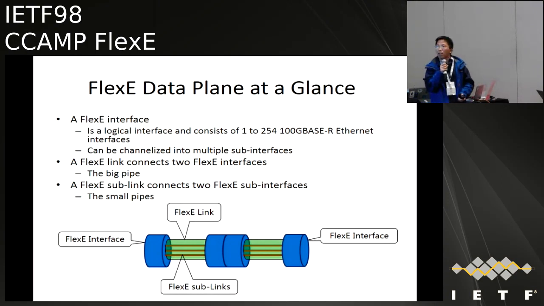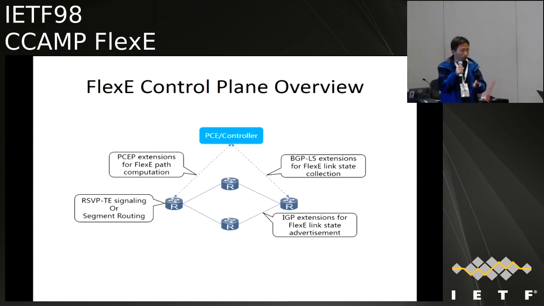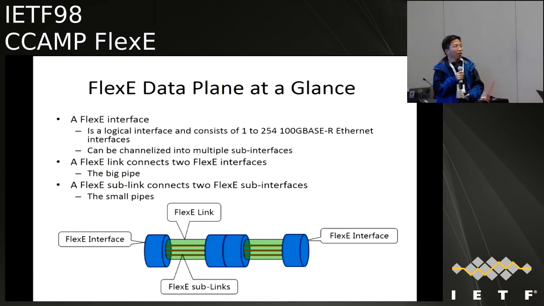A link that connects two FlexE interfaces is called a FlexE link. You can see it as the big part in the figure below, the green one. A link that connects two FlexE sub-interfaces is called a FlexE sublink, the small parts in the figure. Just a question of clarification: my name is Yuji, and this is new terminology defined in the slide, not in OIF FlexE, such as FlexE interface or sublink, right? Yes. Okay.